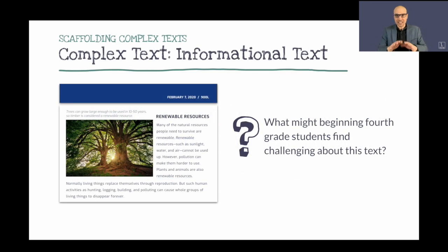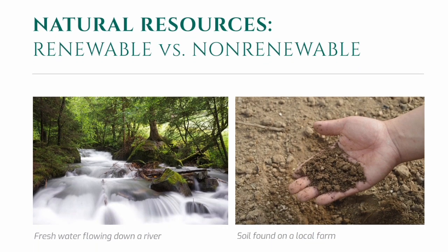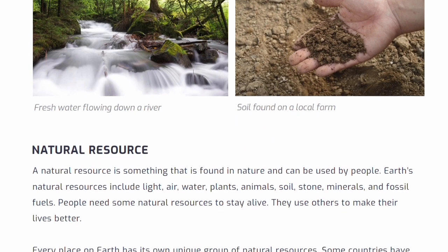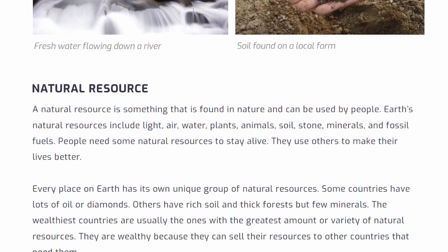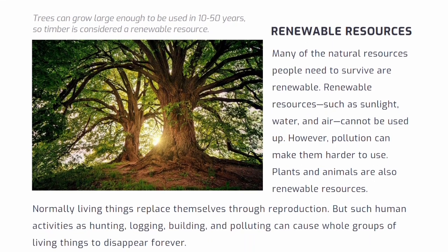The first thing that we need to do is establish what complex texts we are looking at. And because we're focusing on that fourth grade natural resources unit, we pulled a complex text out of that unit and we want to take a look at it. And it is an informational article about renewable and non-renewable resources. Now, looking at this article, what might make it complex? Well, brand new vocabulary, renewable, non-renewable.